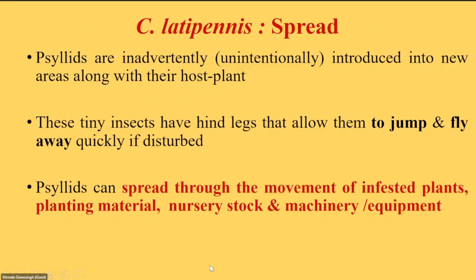So how does this insect spread? Psyllids are inadvertently or unintentionally introduced to new areas along with their host plants. These tiny insects have hind legs that allow them to jump and fly away quickly if disturbed. Psyllids can spread through the movement of infested plants, planting material, nursery stock, and machinery and equipment. So, if there is trade or movement, for example, through the sale of infected plant material from one location to the next, this pest would spread, as the infested plant material will contain the insect eggs, nymphs, and adults.